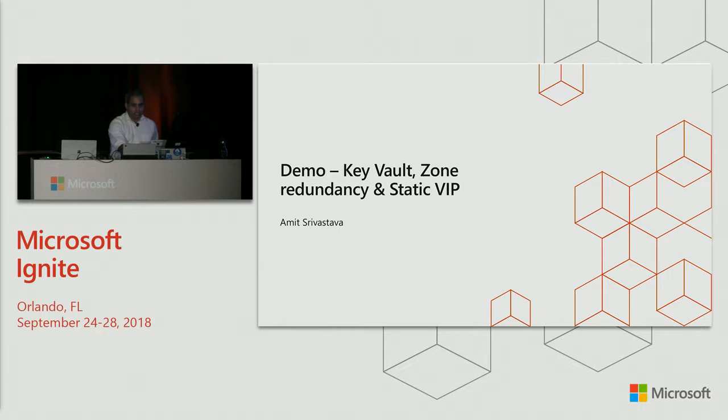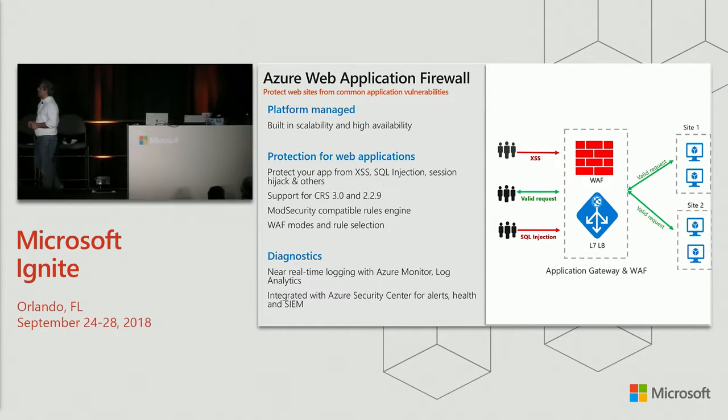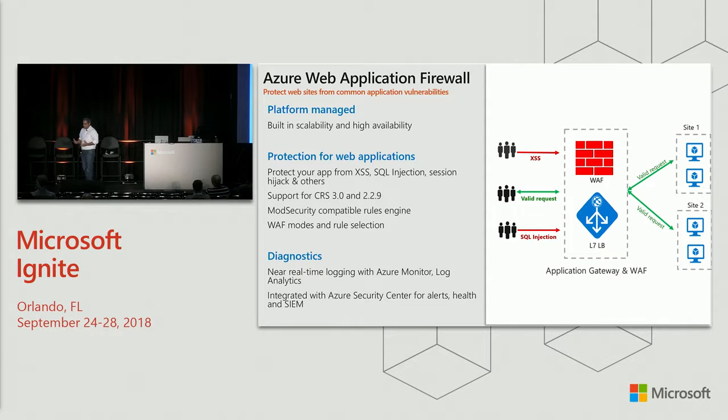Okay. Now, I have already covered the zone redundancy and static VIP, so in the interest of time, I'll keep going forward. Okay, now we also have added support for new features in the web application firewall. So the WAF now has two new announcements, but WAF itself is a nice add-on to the application gateway.